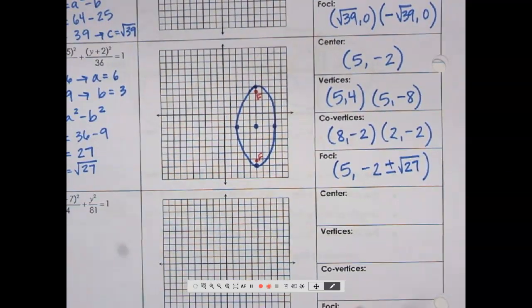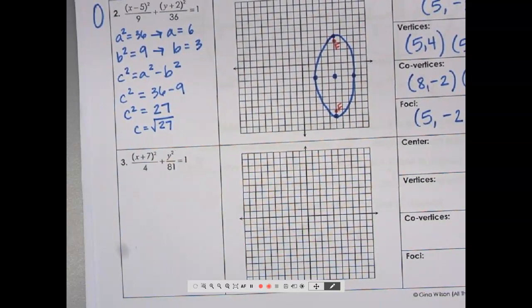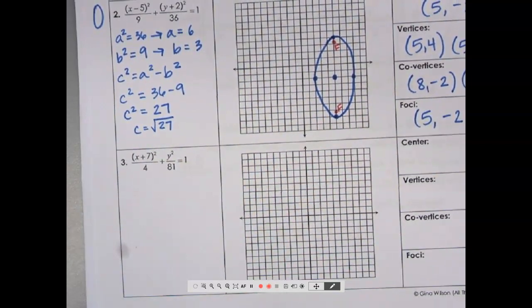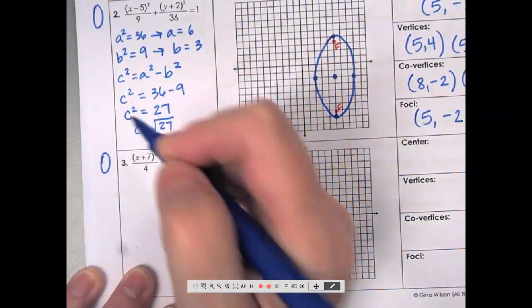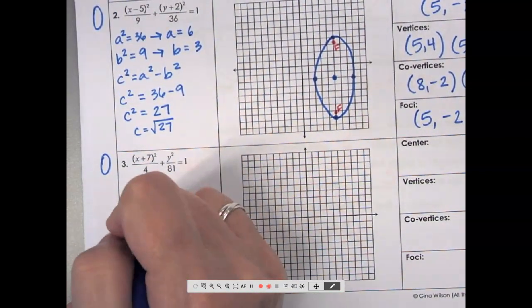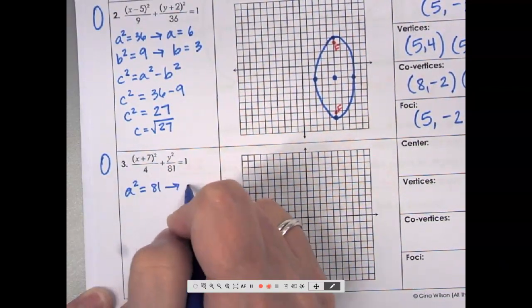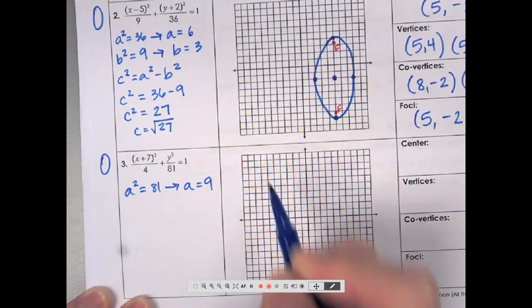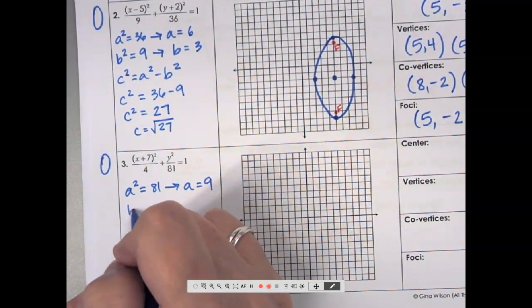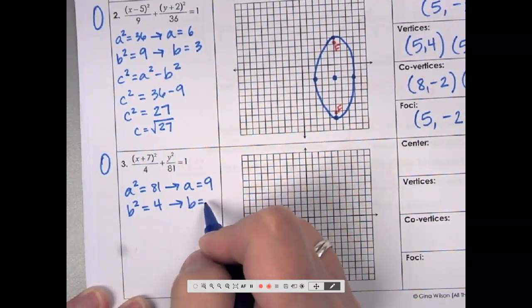All right, let's do this third one. Will this be vertical or horizontal? Vertical. How do you know? 81 is under y. 81 is our biggest denominator. So what is a squared? 81. What is a? 9. Okay, what is b squared? 4. So what is b? 2.